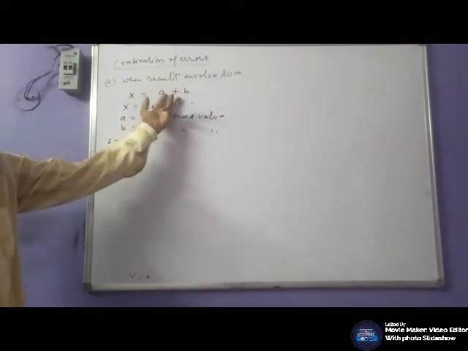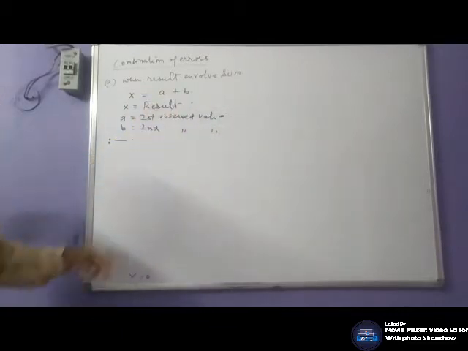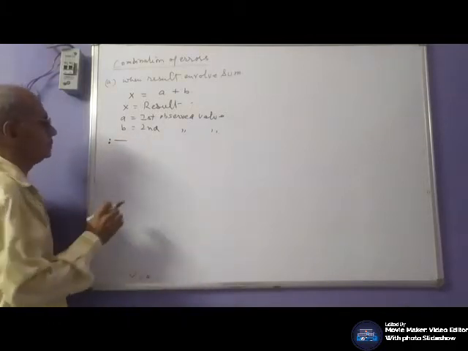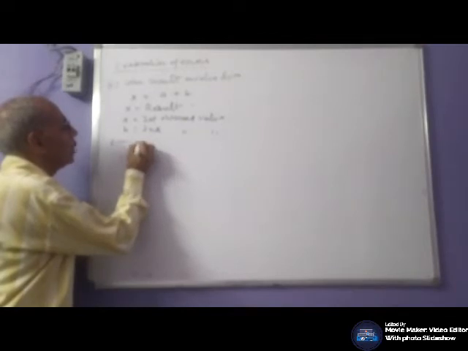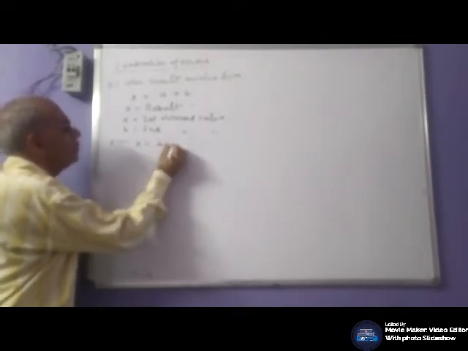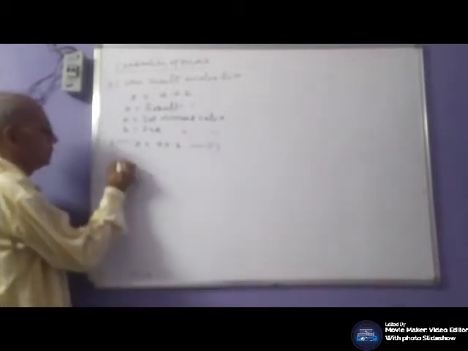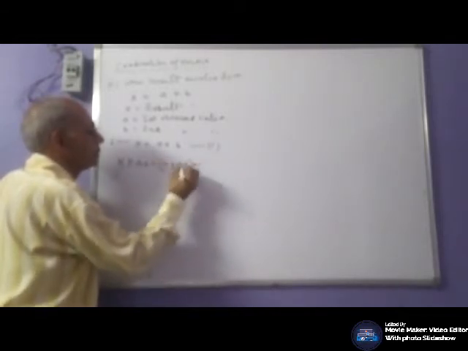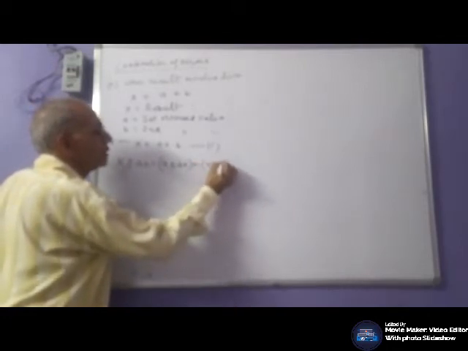So there are two observations. One is A, other is B. First observed value, first observation. What we have to do? We have to find relative, absolute, percentage, like this error in result. So x is a plus b. x plus minus delta x is a plus minus delta a plus b plus minus delta b.